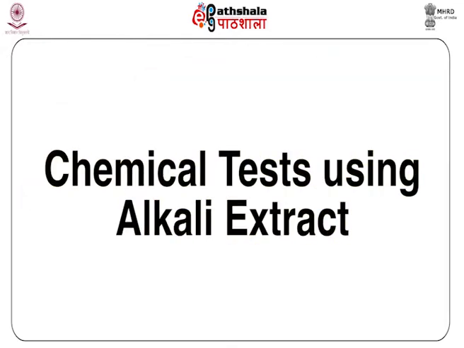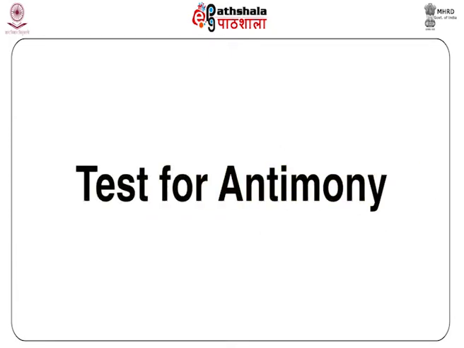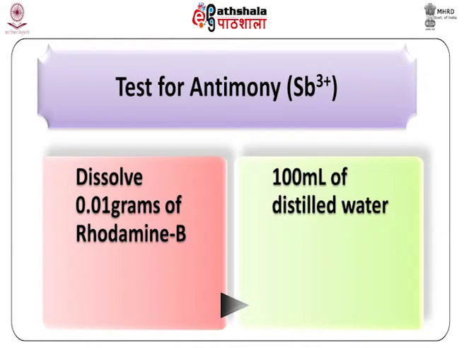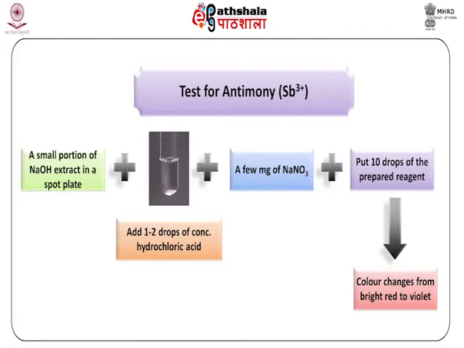Next are the chemical tests using alkali extract. Alkali extract is used for analyzing the presence of antimony and sulfide ions. Test for antimony. The method of preparing the reagent is to dissolve 0.01 grams of rhodamine B in 100 milliliters of distilled water. Take a small portion of sodium hydroxide extract in a spot plate.